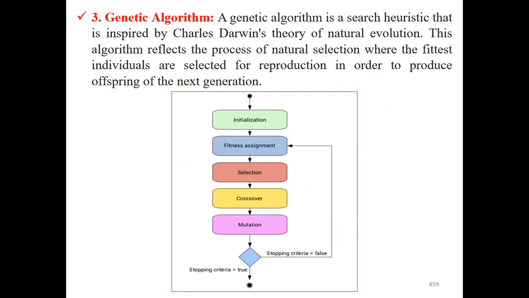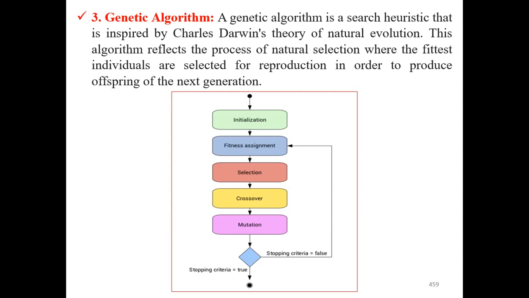The last one is the genetic algorithm. The genetic algorithm is a heuristic algorithm inspired by Charles Darwin's theory. You might have studied Darwin's theory of natural evolution in biology in 8th and 9th grade. Based on that concept, this genetic algorithm is very popular in order to classify the data. This algorithm reflects the process of natural selection, where the fittest individuals are selected for reproduction in order to produce offspring of the next generation.